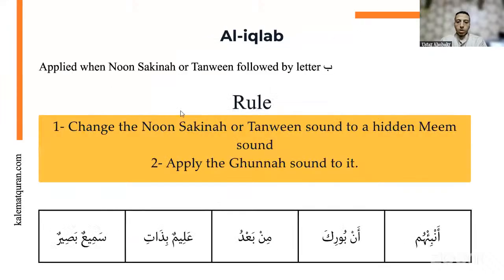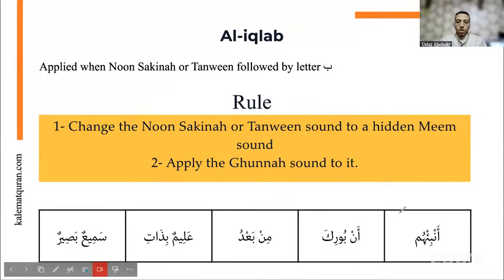Okay, here are the examples we can have here. If we look closely here, this word is home. If we look here, we can see there's a noon sakina, a noon that has sukun on it, and it is followed by letter ba. We can see here a ba with kasra after this sakin noon. What are the things that we are going to do to this noon sakina then? It would be changing it to a hidden meme sound and applying the ghunnah sound to it. How can we read it? It will be bihum.